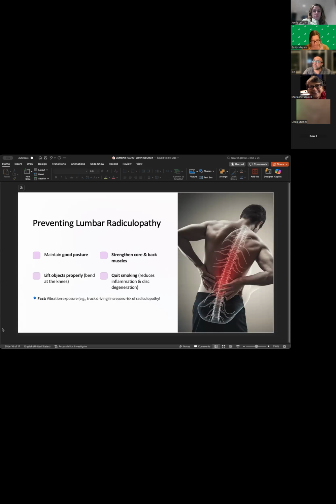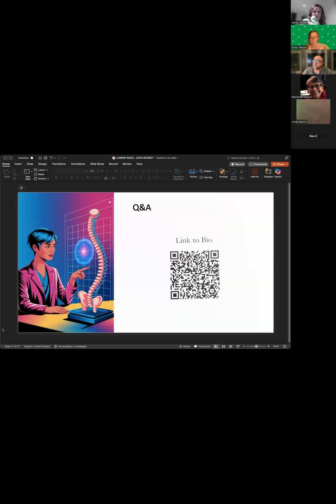Preventing lumbar radiculopathy: maintain good posture, lift objects properly, strengthen the core and back, and quit smoking because that does cause degeneration. And a fun fact I learned is that truck drivers or bus drivers with that vibration exposure have an increased risk of radiculopathy. So that's all I got for today.